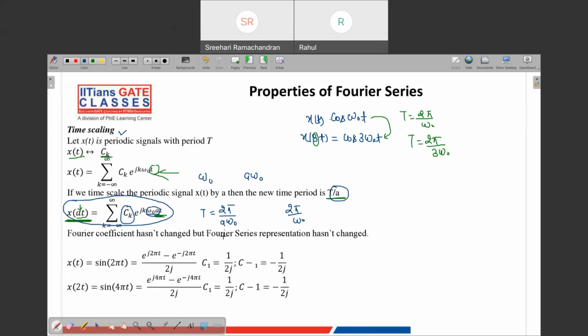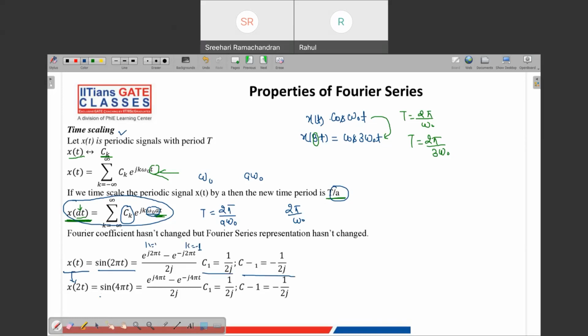So an example is this. Let's say you have a signal x of t equal to sine 2 pi t. When you calculate its Fourier series, you just expand it into exponentials, and these exponentials will give you c of 1 and c of minus 1. The first term is e to the power j 2 pi t, which corresponds to k equal to 1, and the second term is e to the power minus j 2 pi t, which corresponds to k equal to minus 1. Now let's say you are scaling it by a factor of 2t.